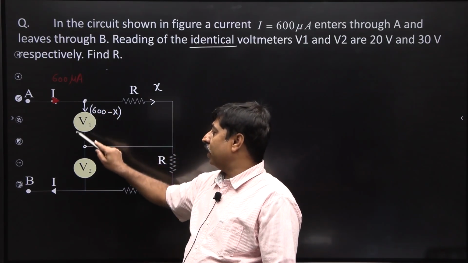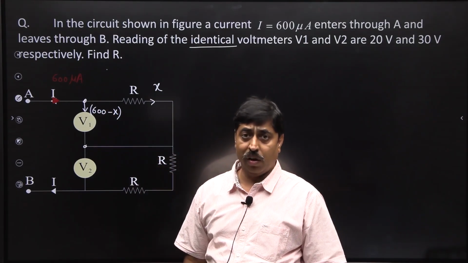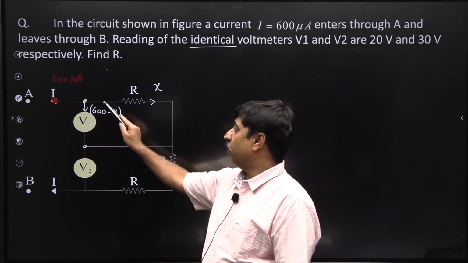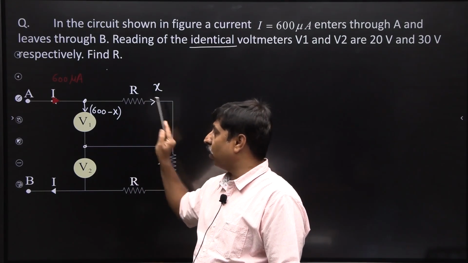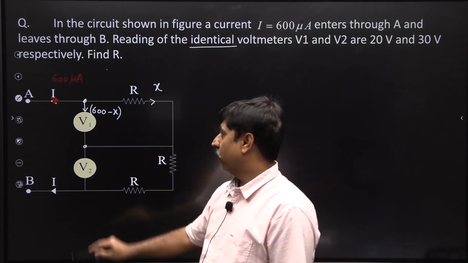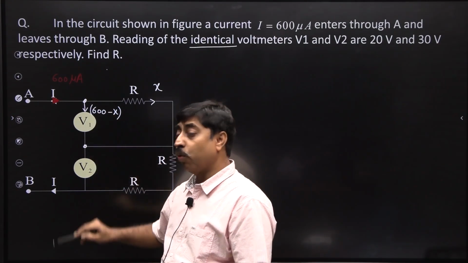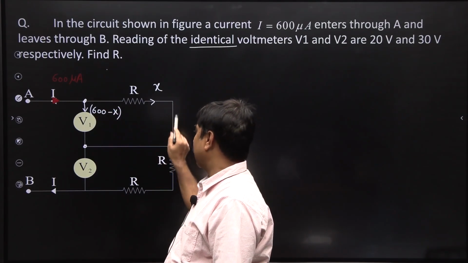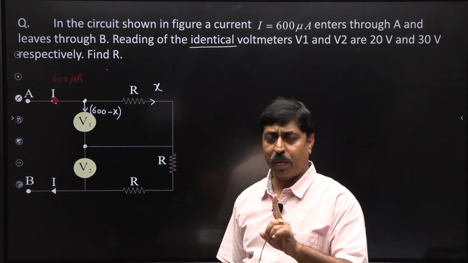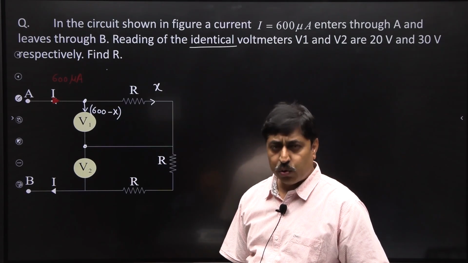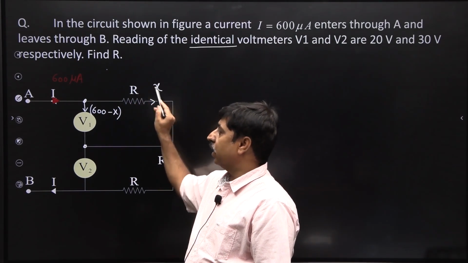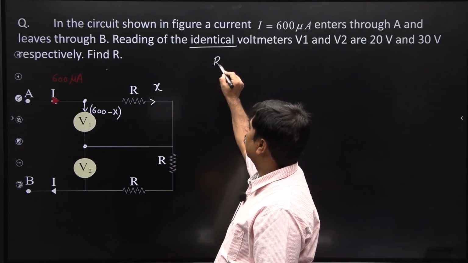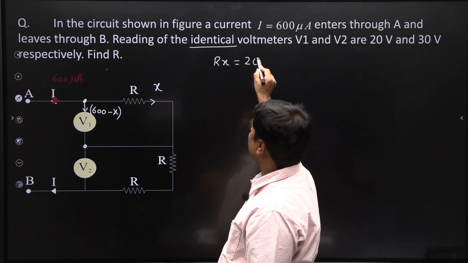And if the potential difference read by the voltmeter is 20 volt, it means potential difference between these 2 points is 20 volt. It means potential difference across this resistance is also 20 volt. When I move from this point to this point through any path, there is a drop in potential of 20 volt. So, if I take this route, the drop in potential is 20 volt, which actually means that R into X is nothing but 20 volt.